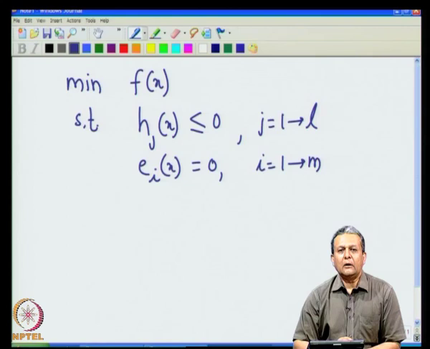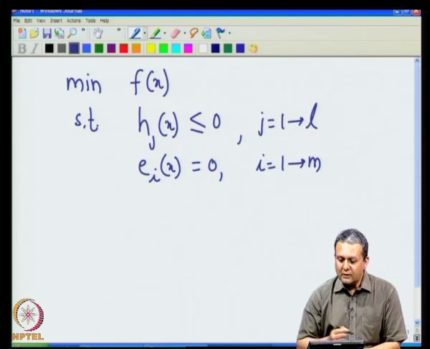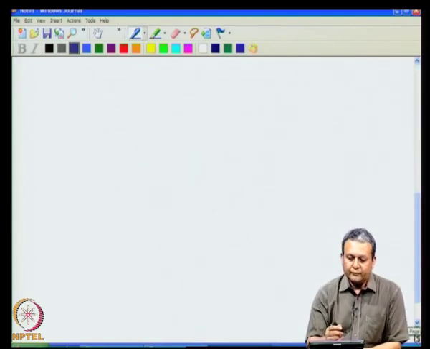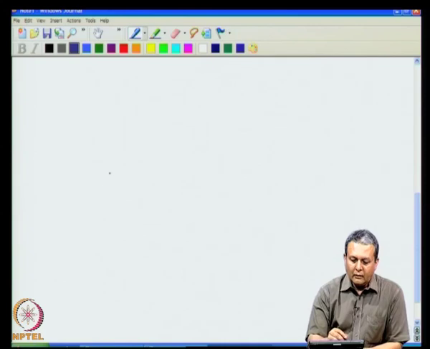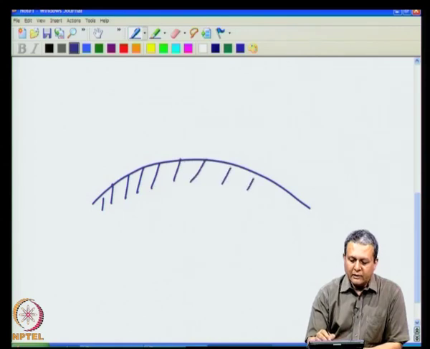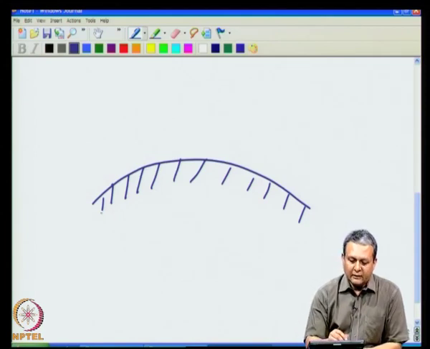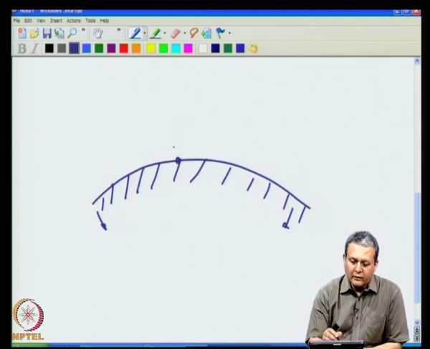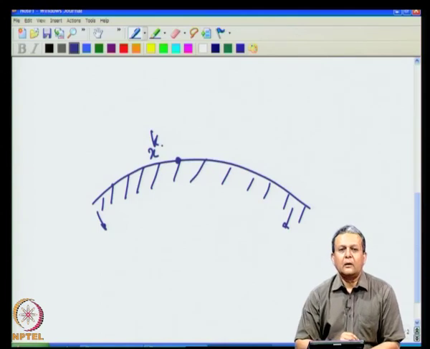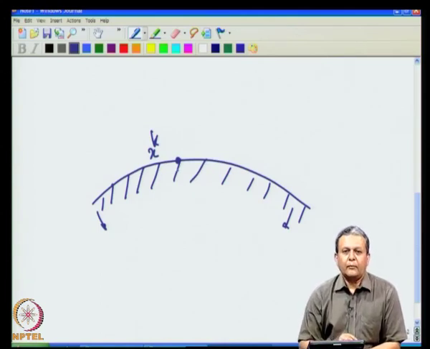Now, one has to be careful about this approach, because there could be situations where one needs to take extra care. So, for example, suppose that we have an inequality constraint which is of this type. So, the shaded region denotes the feasible region. Now, suppose that this is the current point. So, let us call this point x_k. Now, this is the constraint.